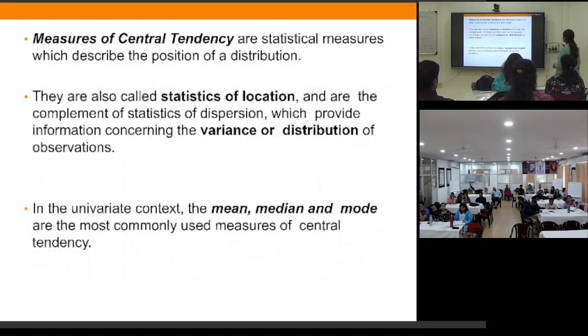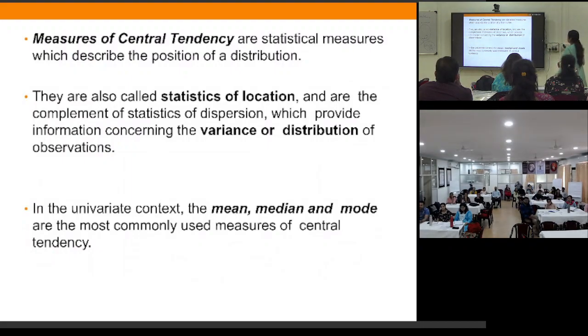So first coming to the measures of central tendency, they are the statistical measure which describe the position of a distribution. They are also called statistics of location and are the complement of statistics of dispersion, which provide information concerning the variance or distribution. How my data is distributed, that is the statistic of dispersion. But how they are located, that is central tendency.